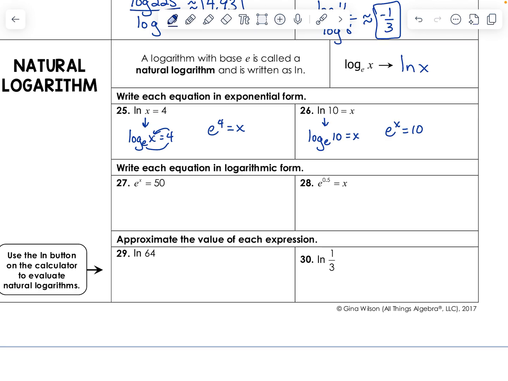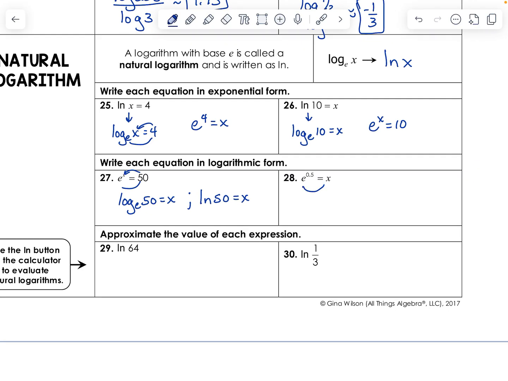Now we're going to go the other way. So again, you can use the swirl method. So log base e of 50 equals x, which we can write as ln of 50 equals x. And again, swirl method here. So log base e of x equals 0.5, or ln x equals 0.5.